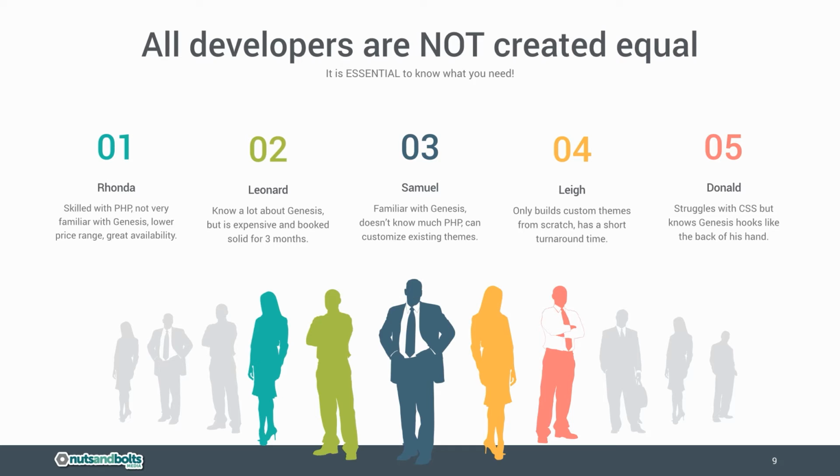Third is Samuel. He knows Genesis and he can customize existing child themes, but he doesn't know PHP and he usually uses a page builder for complex layouts. Lee is next on the list. She doesn't work with Genesis at all. She's a good developer, but she only builds custom themes from scratch. The good thing about Lee is she can build these custom themes in just a few days. Finally, we have Donald. Donald is a Genesis wizard, but he's not so great with CSS. His projects function well, but they don't always look like the mockup.